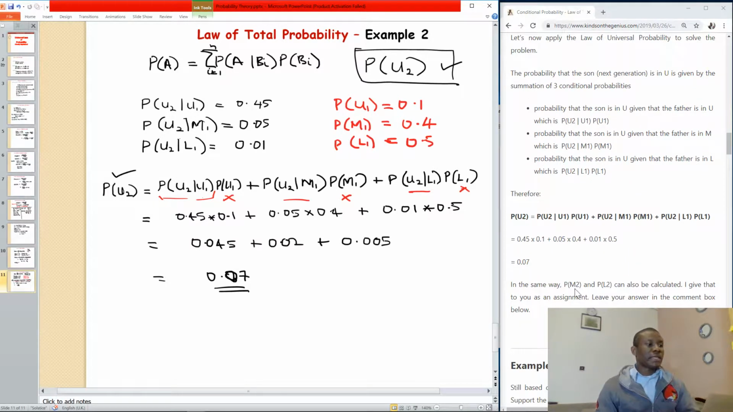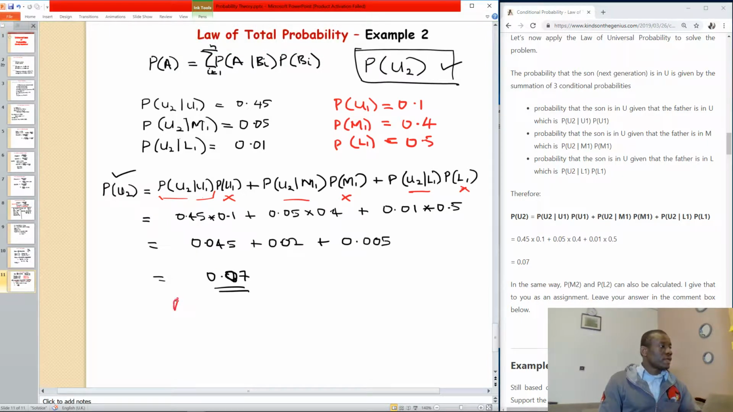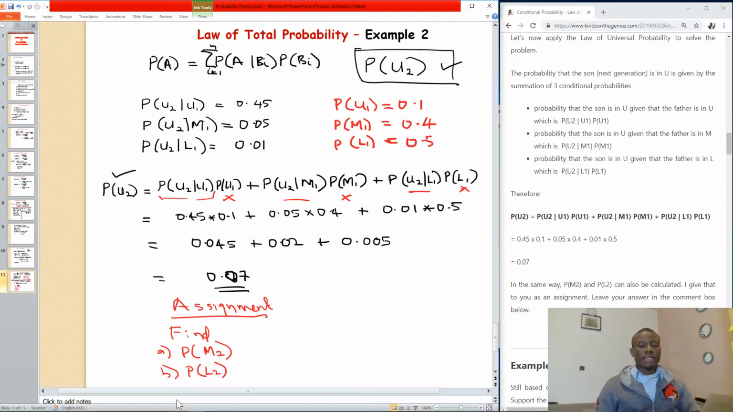Let me think of giving you an assignment now. In the same way, calculate P of M2. Yeah, there's an assignment for you. Let me write it so that you know that you must do it. Assignment: A, find P of M2, and B, find P of L2. So these are your assignments. Do it and leave the answer in the comment box below, and I'll check how much you understood.